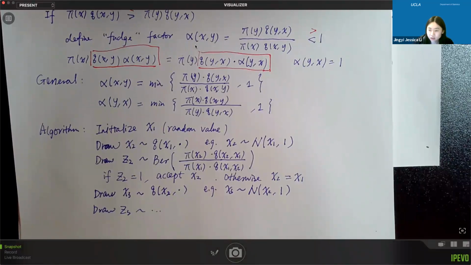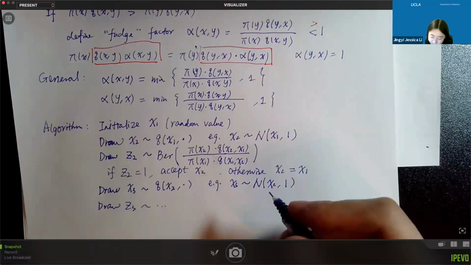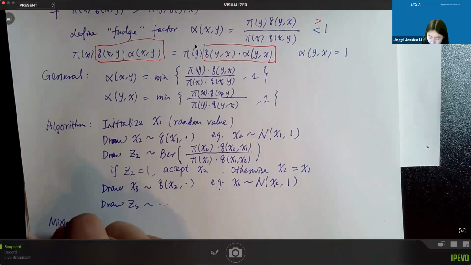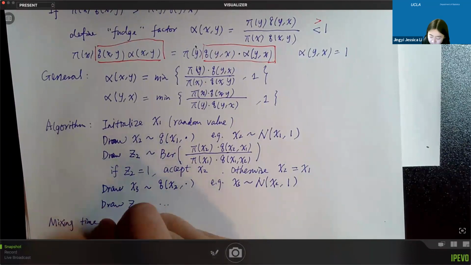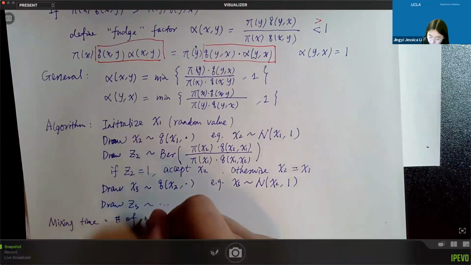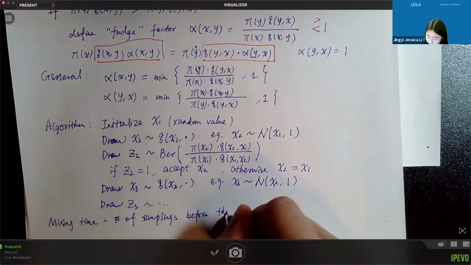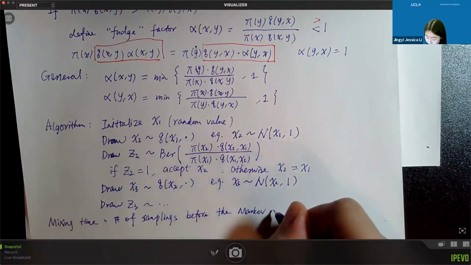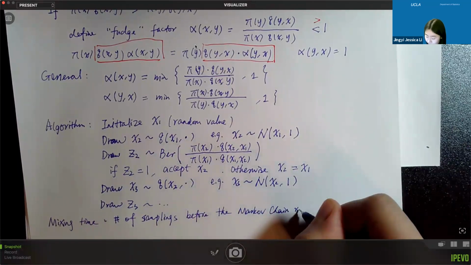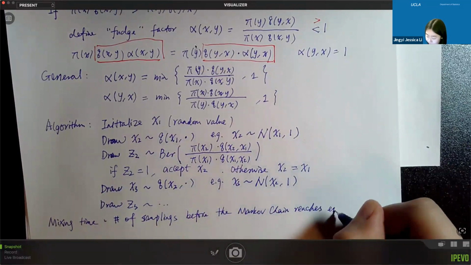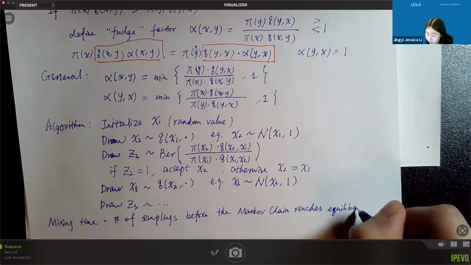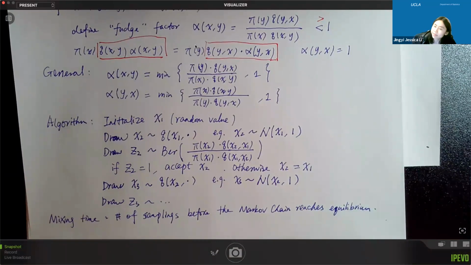And you need to grow the chain long enough, so that basically what we call the mixing time, okay? The mixing time is actually the number of iterations, or the number of samplings, before the Markov chain reaches equilibrium. I think people often set this mixing time to 1000. That's what's usually done in practice.